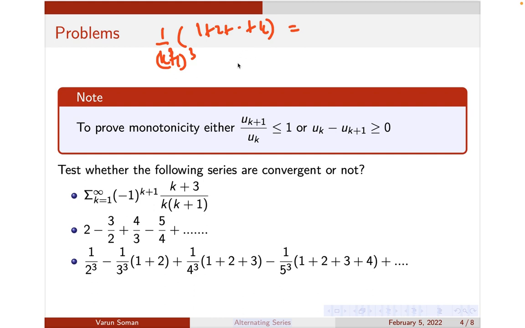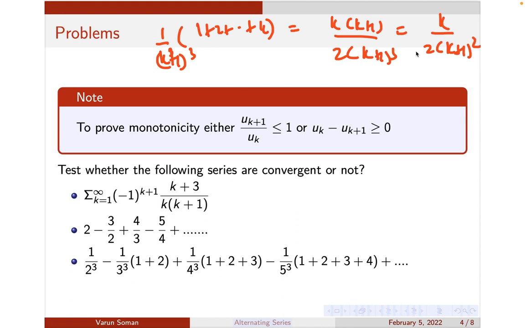So this is your kth term. If you just compare, it acts like this. For the second term I have 3, so it is k plus 1 cube, and again 1 plus 2. For the third term I have 1 by 4 cube, 1 plus 2 plus 3, etcetera. So it is actually 1 by k plus 1 cube into 1 plus 2 plus etcetera up to k. If I simplify, this is k into k plus 1 by 2 into k plus 1 cube, or simply k by 2 into k plus 1 square. Please correct me if I am wrong.